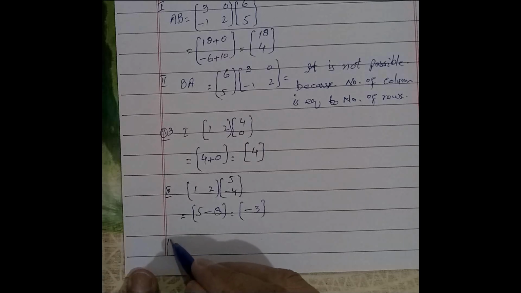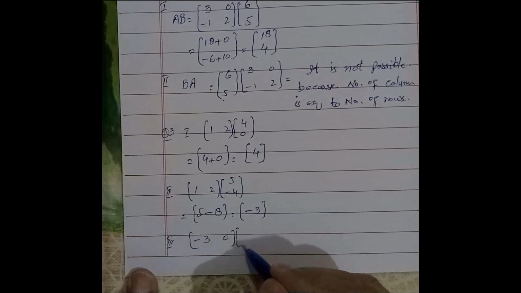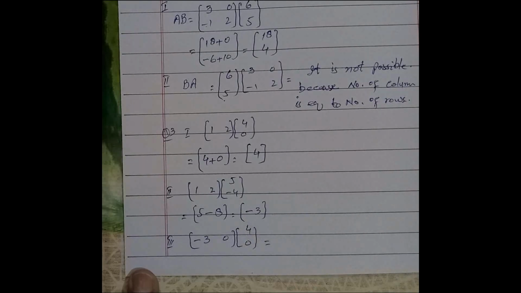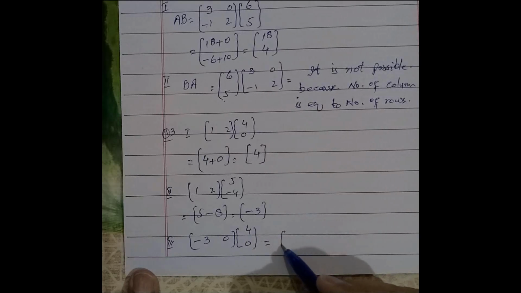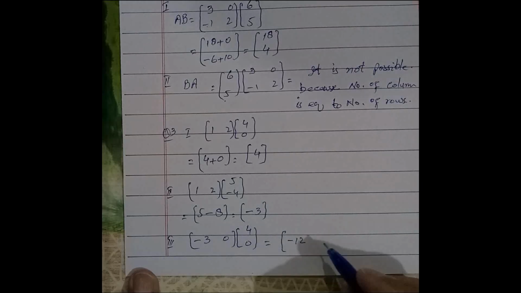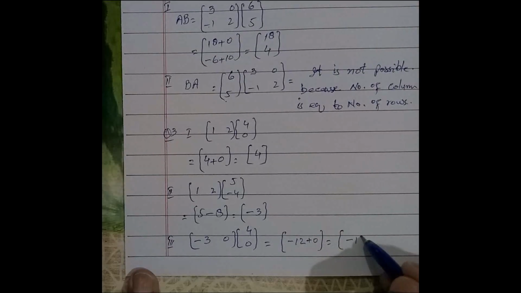And the third is minus 3 0 and 4 0. So we confirm them first: two columns and two rows, they are equal, so they are conformable for multiplication. And now we multiply these matrices. Minus 3 multiplied by 4 is equal to minus 12, plus 0 multiplied by 0 is equal to 0, and the answer is minus 12.